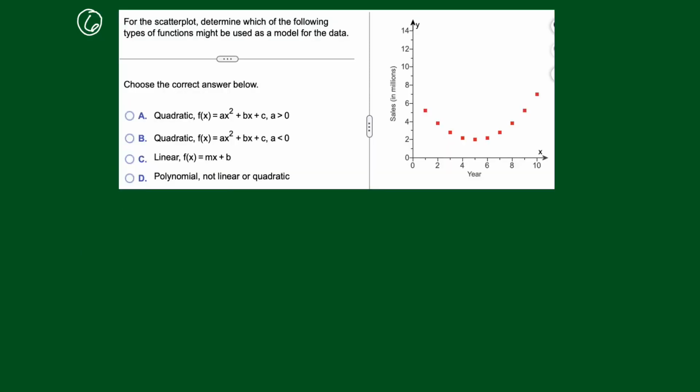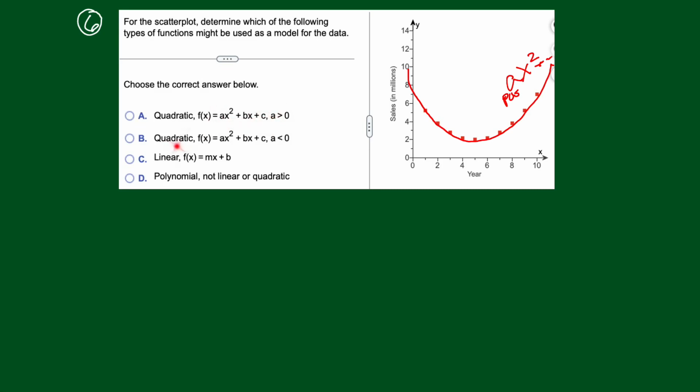All right, for this scatter plot, determine which of the following types of functions might be used to model the data. We'll look at this data here. This looks to me like it's going to be a parabola, which is an x squared, and it opens up. So I think it's going to be like ax squared plus some other stuff, and the a is going to be a positive number because it opens up. So which one of these is going to work? This says it's quadratic, yeah. A is greater than 0. I think that's what we want.